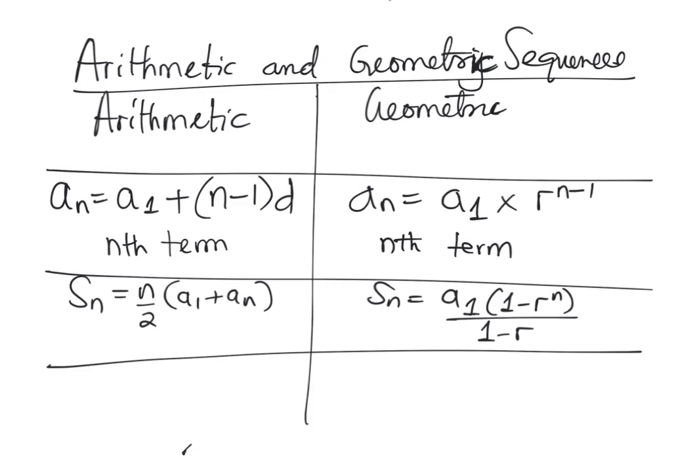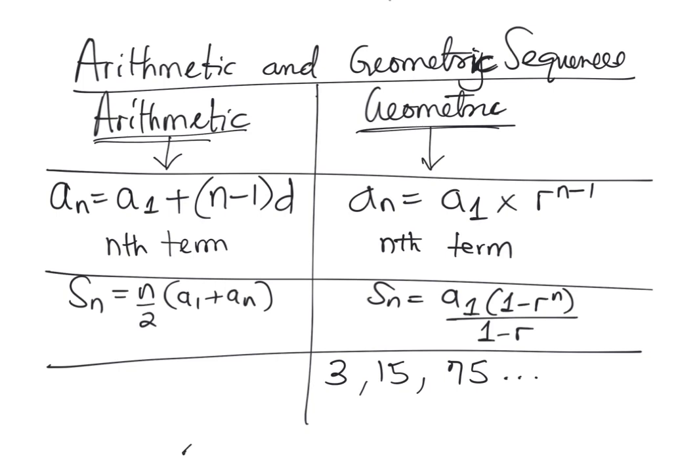Let's talk about arithmetic and geometric sequences, right? We have arithmetic on the left here and geometric on the right. If someone were to give you a series of numbers like 3, 15, 75, and so on, and they asked you what would be the next number in the sequence, it's important to recognize what the relationship is between the 15 and the 3, or the 75 and the 15, and so on and so forth.